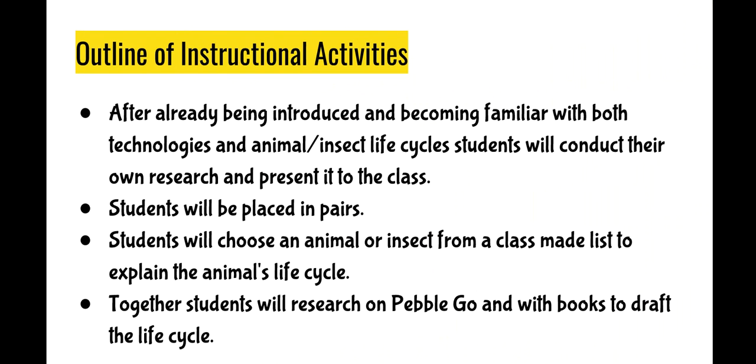An outline for the instruction. Prior to beginning this, I would have already introduced both Pixton and PebbleGo so that they're familiar with it. I would also have already introduced the animal and insect life cycles so that they're familiar with that as well. Students will be doing this research and presentation in pairs. They'll choose an animal or insect from animals that we've already discussed and made a list of in class, and then they'll start their research on PebbleGo and also with books to draft up their life cycle.